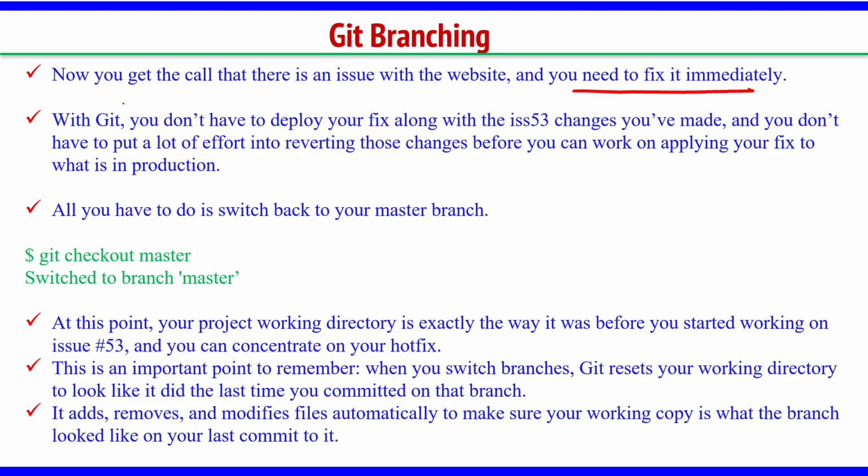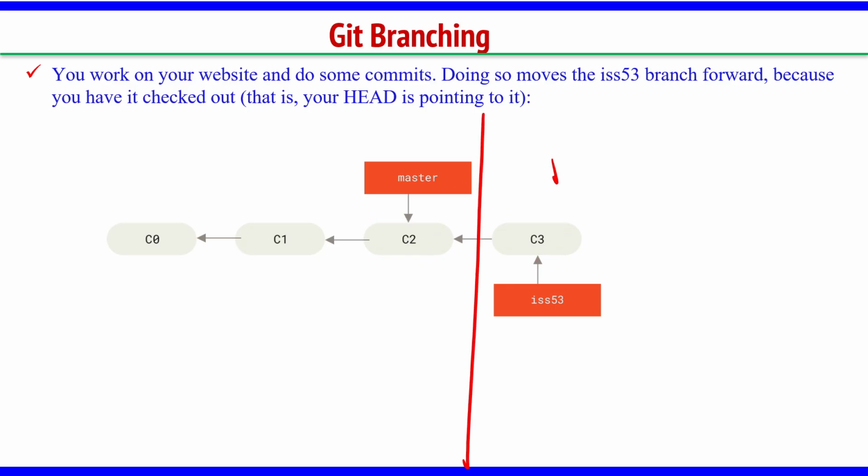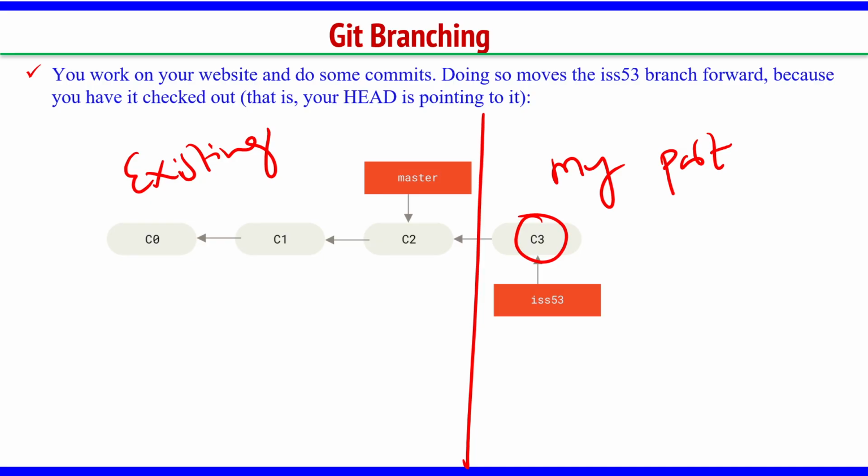Okay, with Git, you don't have to deploy your fix along with issue 53 changes. See, this is my part. Okay, this is existing. I made a copy of this C2 and I am working on this separately. Okay, when I was working on this C3, suddenly in C2 some issue came. Some problem has appeared here.